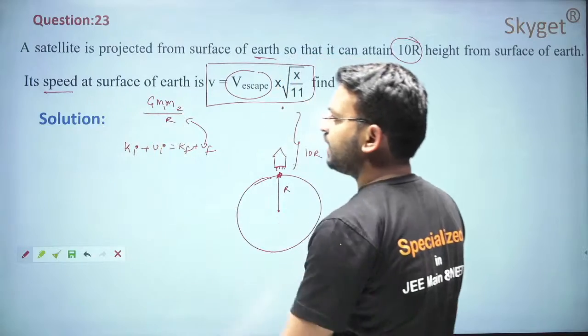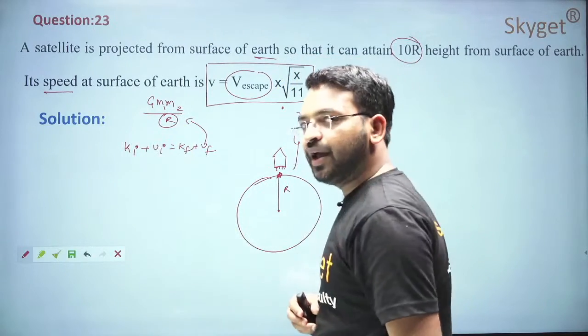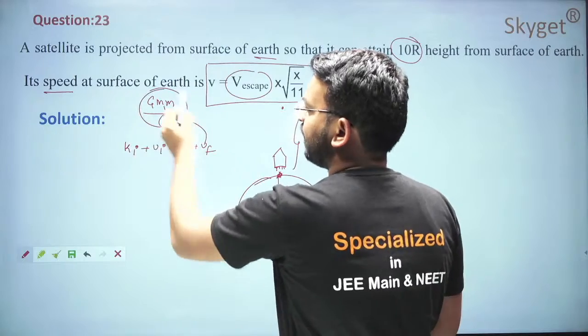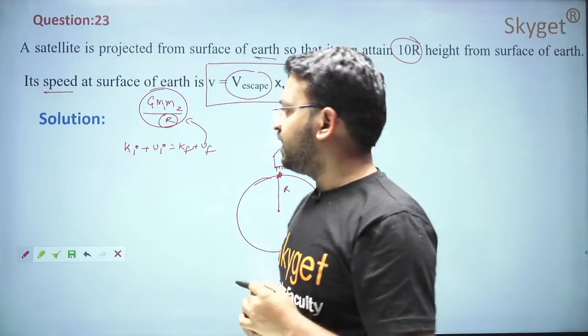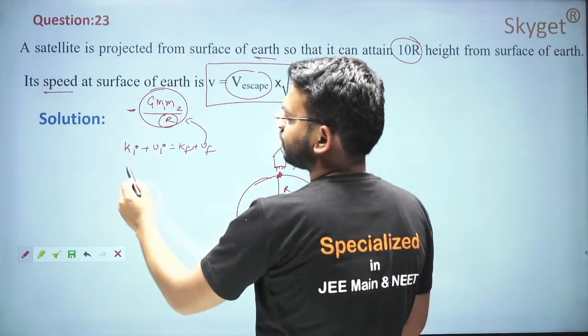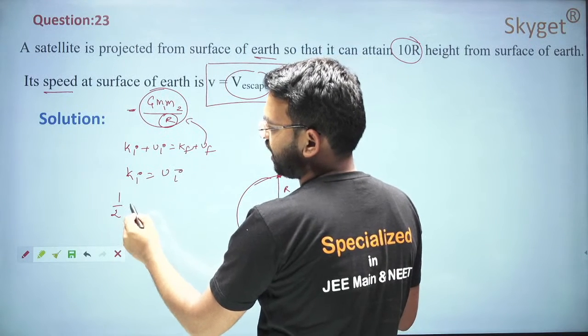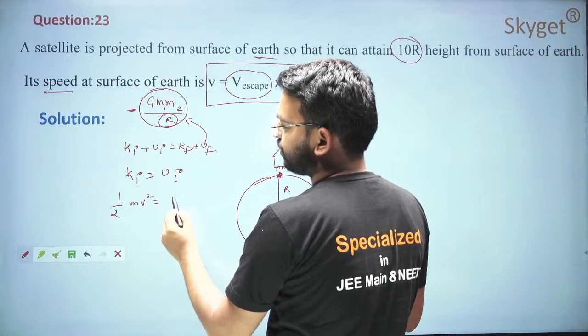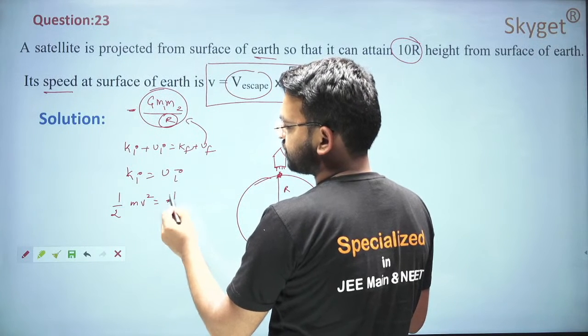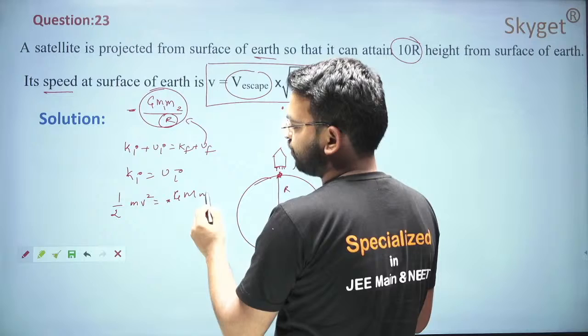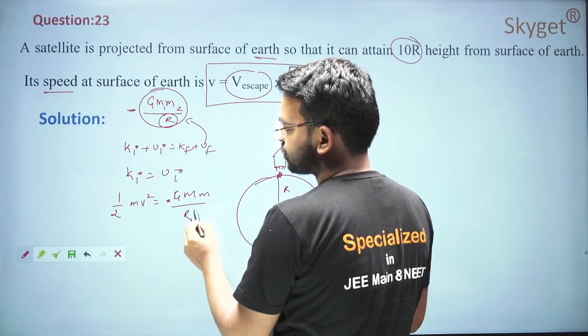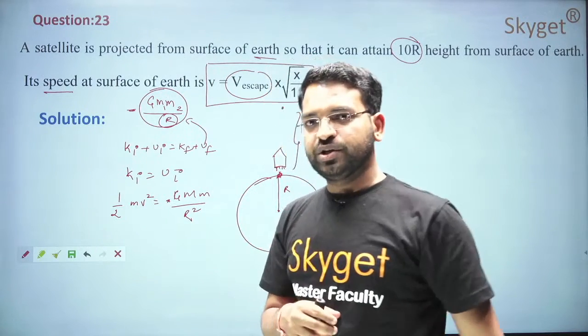Since the value of r becomes very high, these two terms can be neglected. If this can be neglected, then K initial will be equal to U initial, and K initial equals half of mv squared, which becomes positive. So G capital M into m divided by r squared. This is your gravitational potential energy.